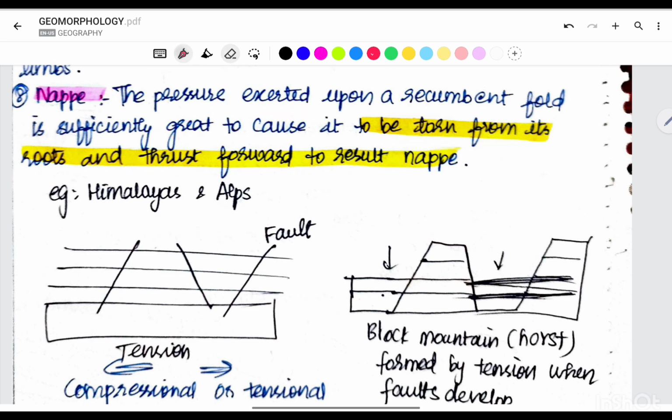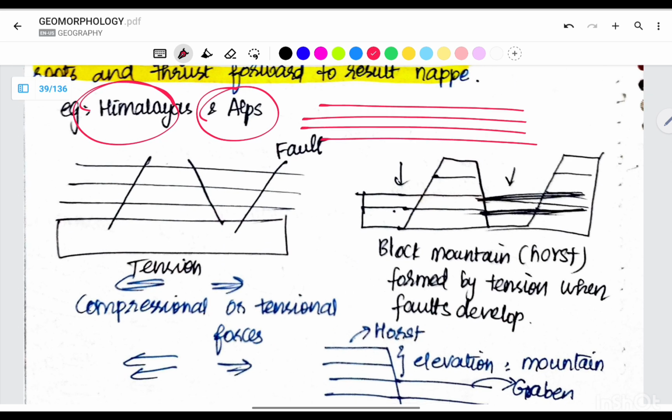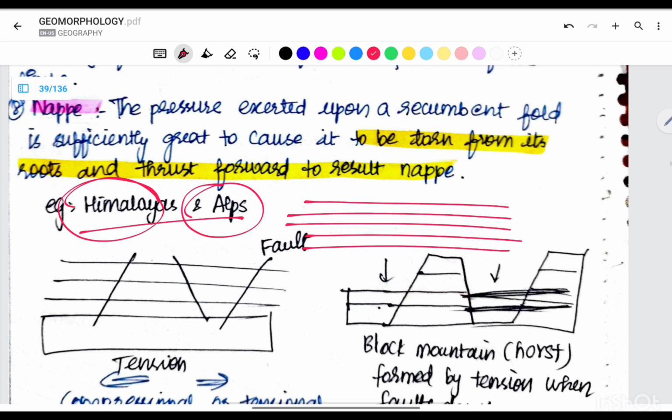The Himalayas, and then we have the Alps. The Himalayas and the Alps are examples of fold mountains.